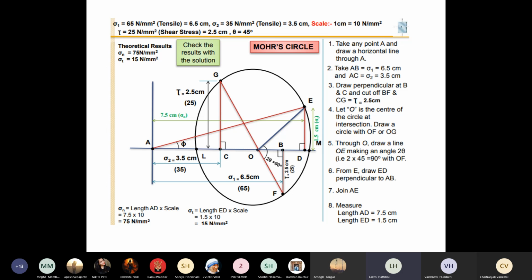And the q is given to you, that is 25 Newton per mm square, and theta is given to you as 45 degrees. So this is my given condition.